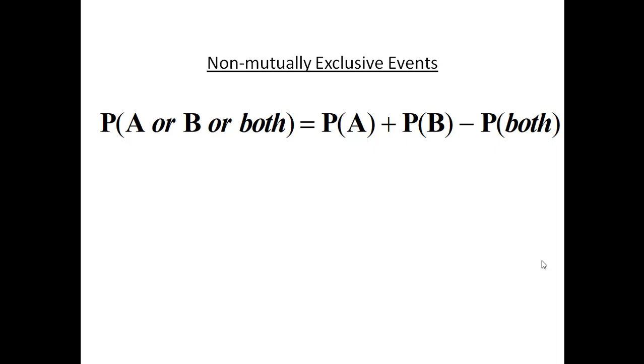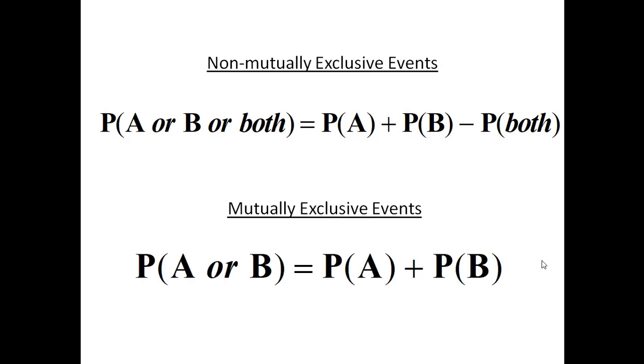So the probability when you're looking at A or B or both on non-mutually exclusive events is the probability of A plus the probability of B minus the probability that they could both happen. And the reason we subtract that probability of both is we don't want to double count those items that overlap in the probability of A and B. So assuming you've got an event that's both A and B, it's considered in the probability of A and the probability of B, and therefore it's been double counted, which is why we subtract the probability of doing both.